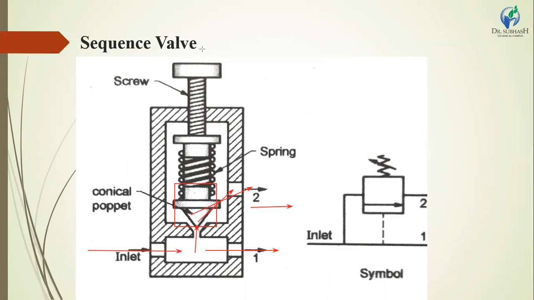Here a check valve can also be applied to the sequence valve. We will study it in our next slide. This is the symbol. Here the inlet is given, outlet 1, outlet 2, and this line is mentioned as a bypass line. If the valve fails, the bypass line is active and gives protection from the high pressure in a hydraulic system.